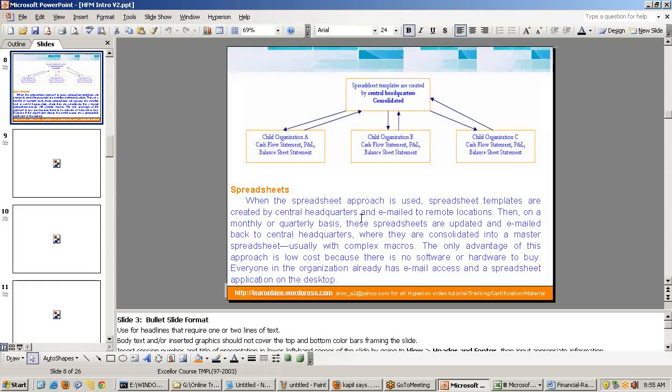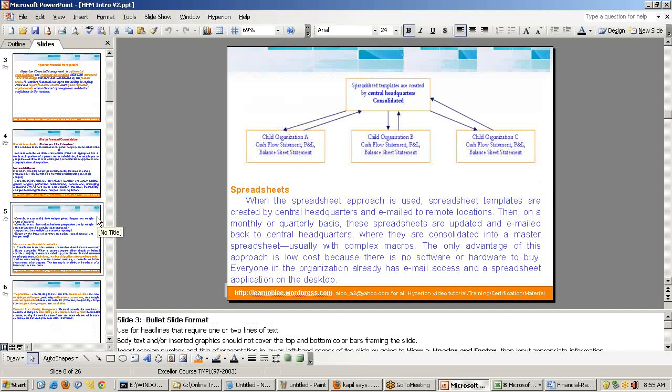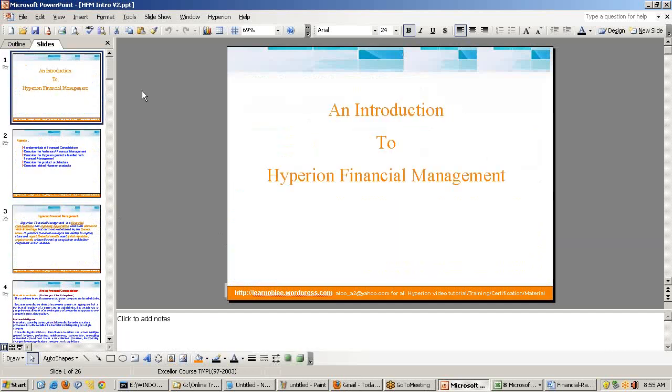Okay, so that's very brief about Hyperion Financial Management. We will get into more detail talking about other aspects, capabilities, and functionalities of HFM architecture in a subsequent session. It was a very brief introduction.